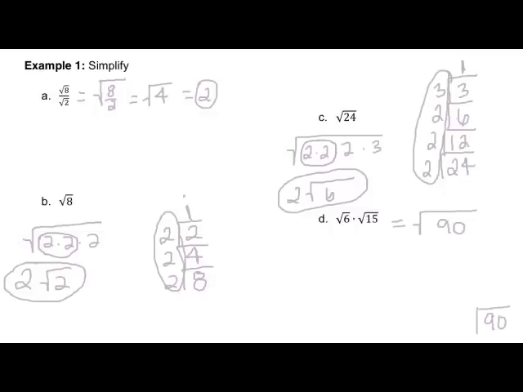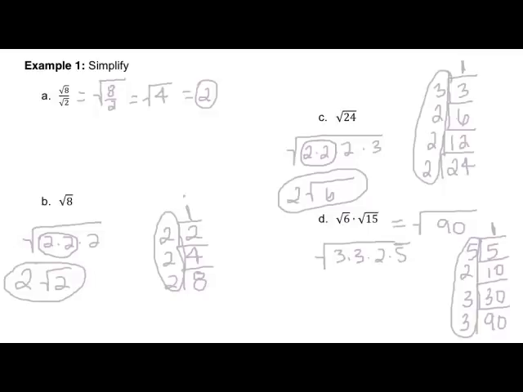So 90, I know, is divisible by 3. 90 divided by 3 is 30. I know that 30 is also divisible by 3, and I get 10. 10 is divisible by 2, we get 5. 5 is divisible by 5, and I get 1. Again, you know that you're done when you have a 1 at the very top. So my prime factors here are 3 times 3 times 2 times 5.